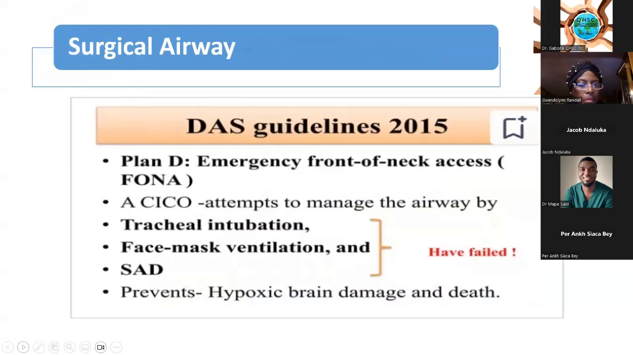Now this is like plan D in the DAS guideline of 2016, whereby we have to do the emergency front of neck access because we can't intubate and we can't oxygenate. So you do some attempts to manage the airway by tracheal intubation, face mask ventilation, and supraglottic airway devices, but all have failed. So to prevent hypoxic brain damage and death to the patient, I have to do front of neck airway access. And as we say, two types are cricothyrotomy and tracheostomy. So starting with cricothyrotomy, just in short, when you have this problem, next slide.